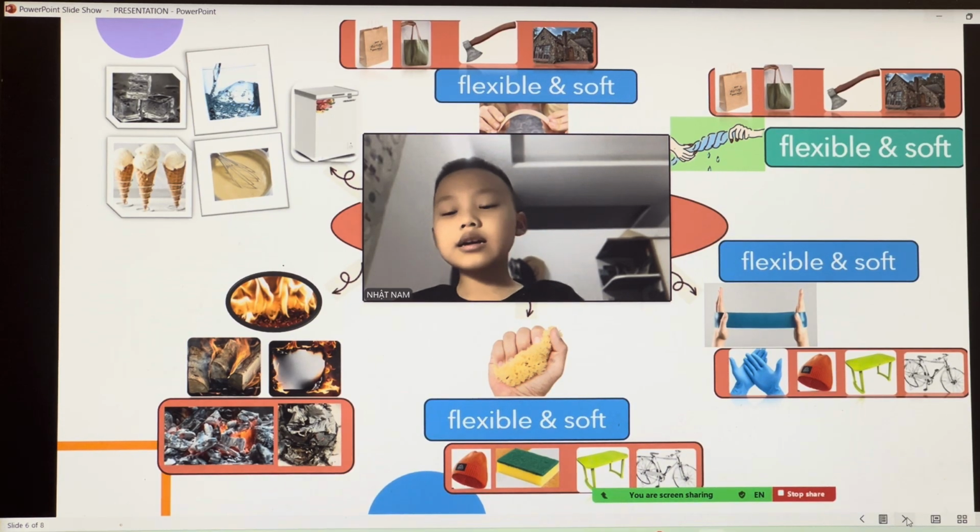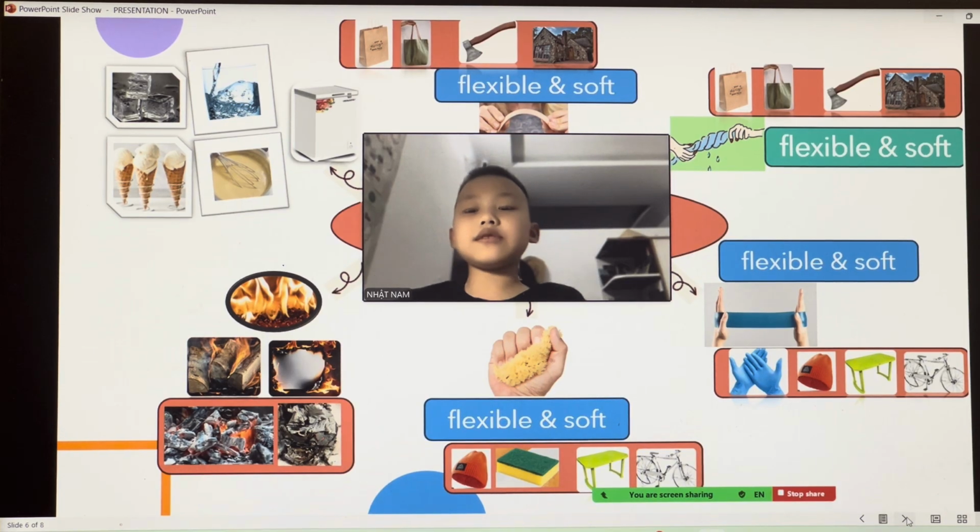First, we can bend flexible and soft material, for example, the paper bag and the fabric bag. But we cannot bend some material, for example, the axe and the house.